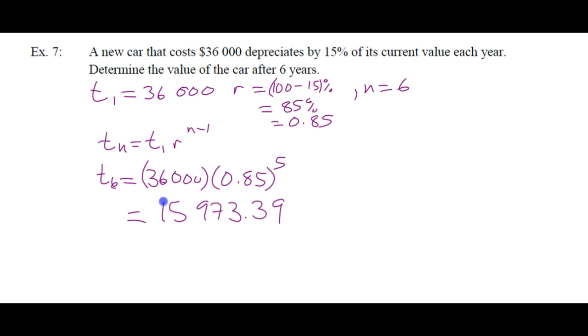So the big thing here is depreciating by 15% means that it retains 85%. You're not going to multiply by 0.15. If you take 36,000 multiplied by 0.15 to the 5, you've depreciated it by 85% each year. So just a point to keep in mind. Do a few examples like that.